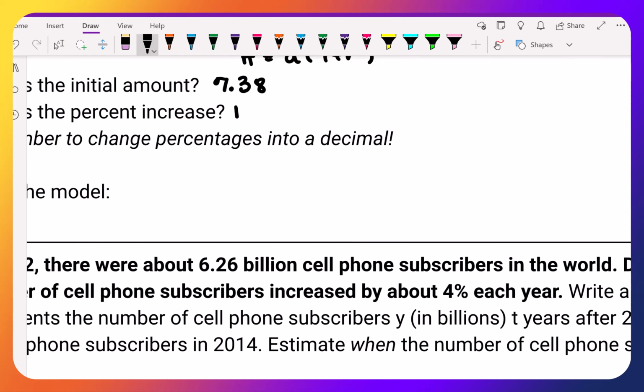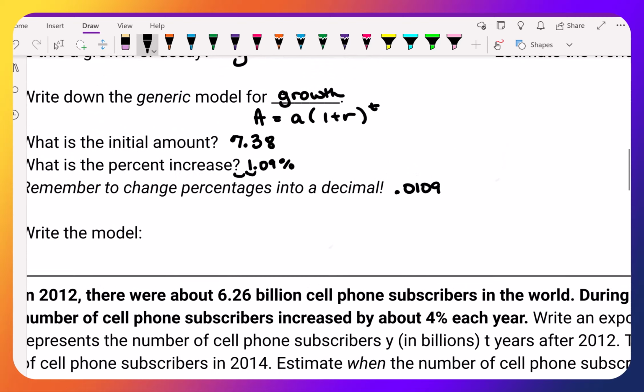Now I'm going to write it down as a percent first, but then I need to change it to a decimal. So the decimal is what we're going to be using in our formula. So to change it to a decimal, we just move our decimal place 2 places to the left. So it's going to be 0.0109. Very, very small percent.